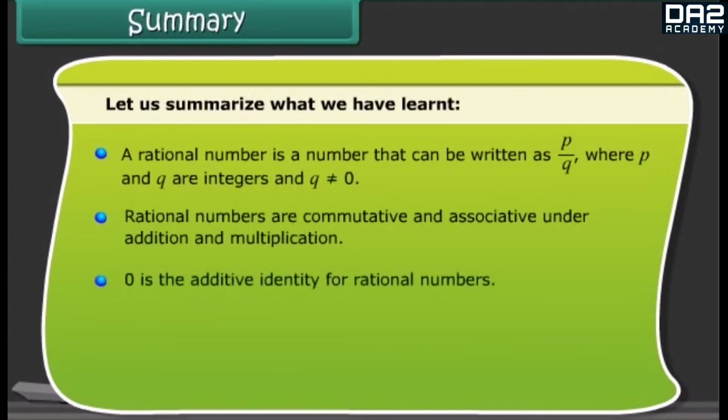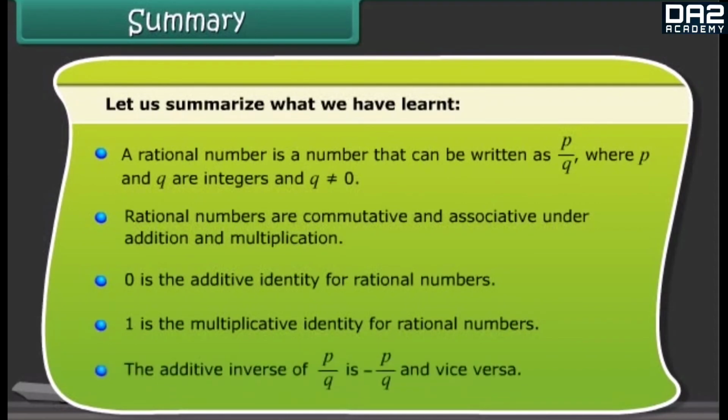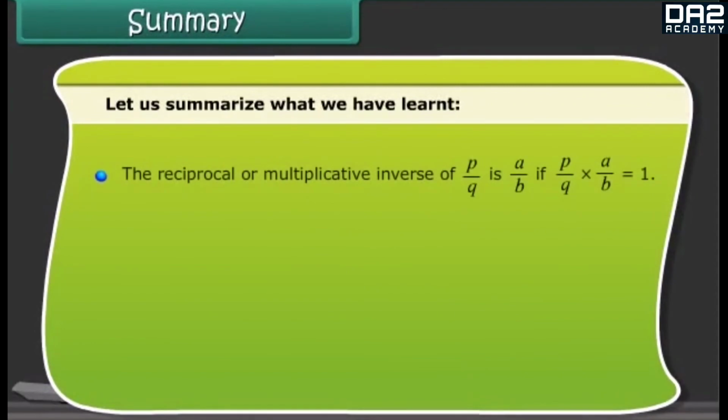0 is the additive identity for rational numbers. 1 is the multiplicative identity for rational numbers. The additive inverse of P upon Q is minus P upon Q and vice versa. The reciprocal or multiplicative inverse of P upon Q is A upon B if P upon Q into A upon B is equal to 1.